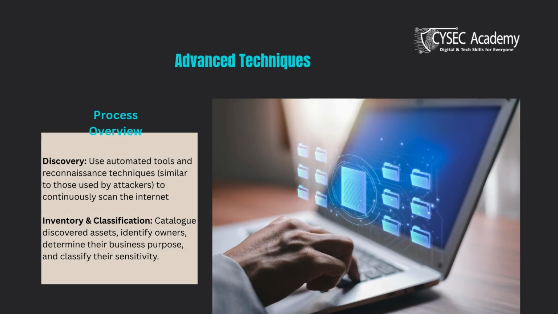Process overview. Discovery: use automated tools and reconnaissance techniques similar to those used by attackers to continuously scan the internet for assets associated with your organization: domains, subdomains, IP addresses, certificates, open ports, cloud services, code repositories. Inventory and classification: catalog discovered assets, identify owners, determine their business purpose, and classify their sensitivity. Security assessment: analyze the security posture of discovered assets, run vulnerability scans, check configurations, look for exposed credentials or sensitive data.